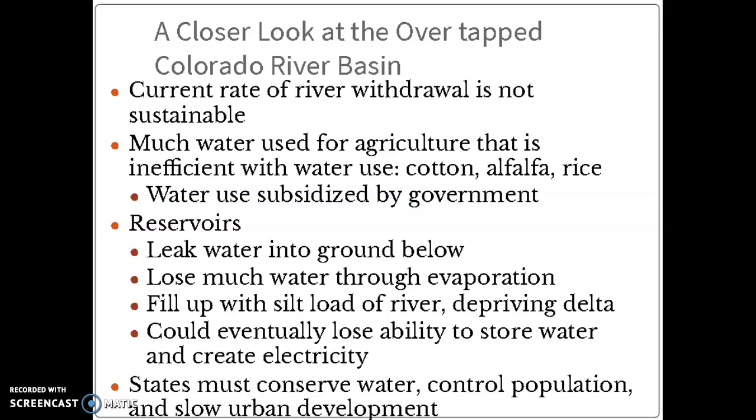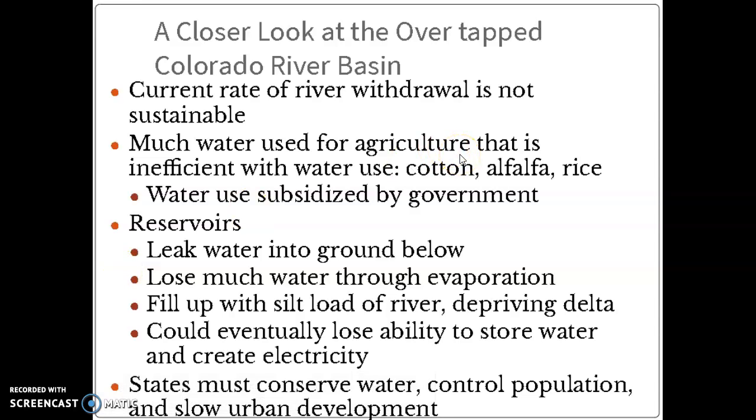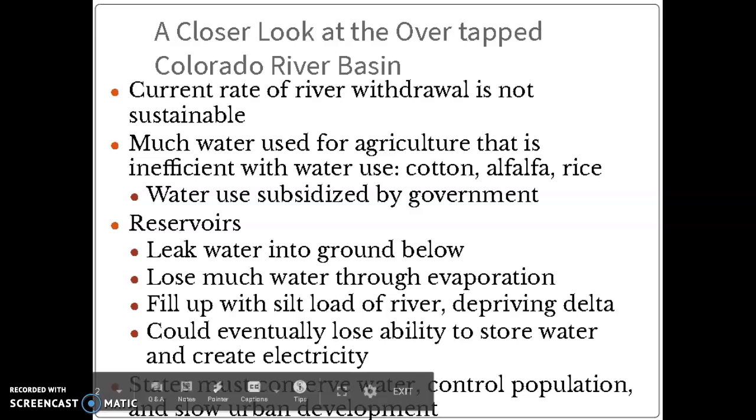Right. So then the reservoirs, there's places where water gets put into a reservoir and they will leak water into the ground below. You lose a lot of water through evaporation. It gets filled up with the silt of the river, depriving the delta. And it could eventually lose the ability to store water and create electricity. So those reservoirs that are created by the dams. And the states must conserve water, control population, and slow urban development to make this work.